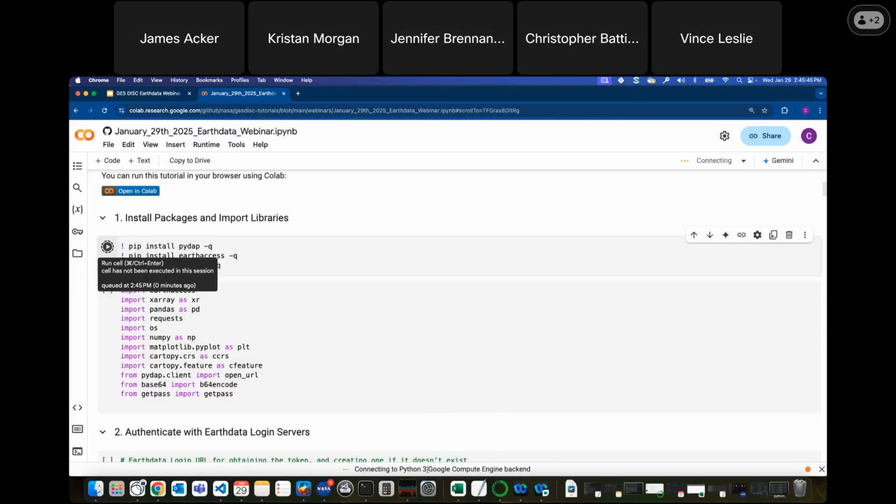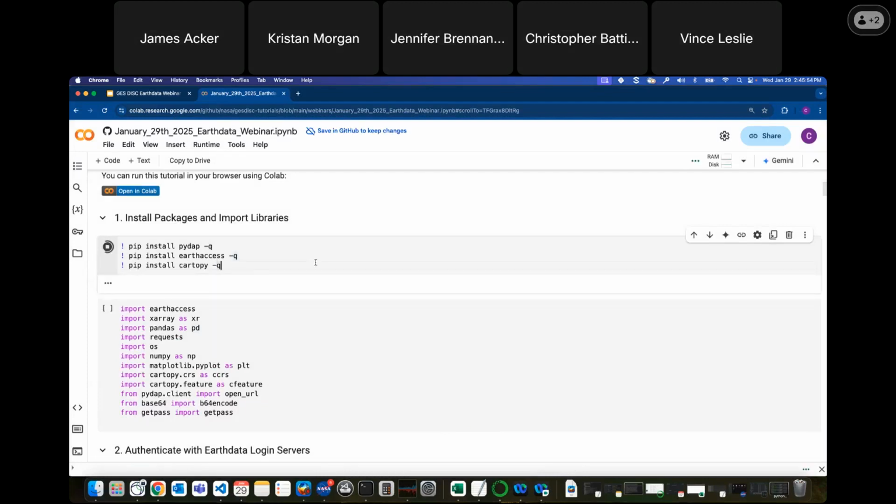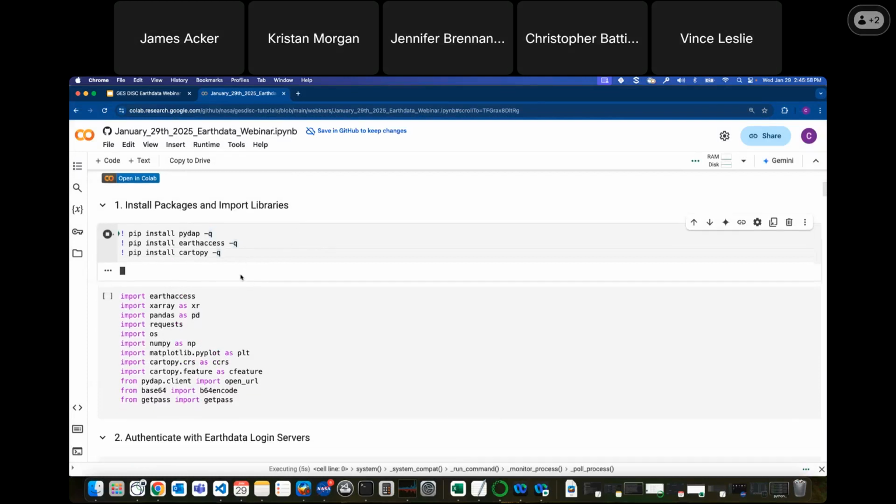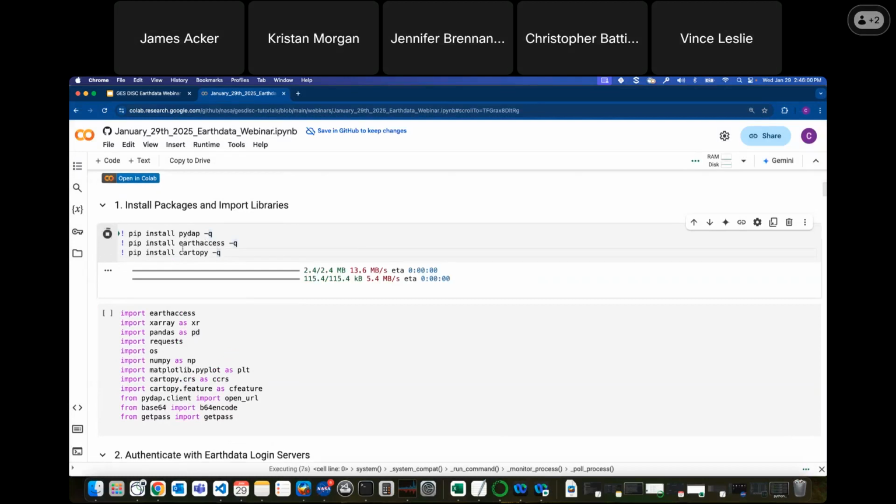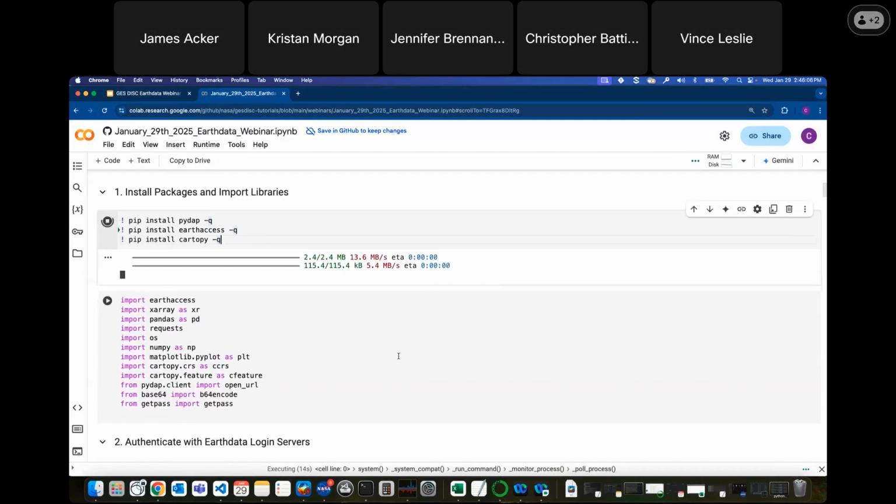And then it's going to connect to the Google Compute Engine, to the shared runtime, which is basically almost as if we're running off of someone's rented computer here that only runs Jupyter notebooks. And it's going to install the OPeNDAP, the earthaccess, and the cartopy libraries that are not included by default. This will take about 30 seconds to run.